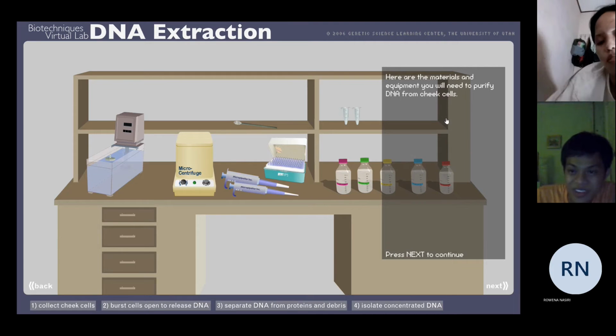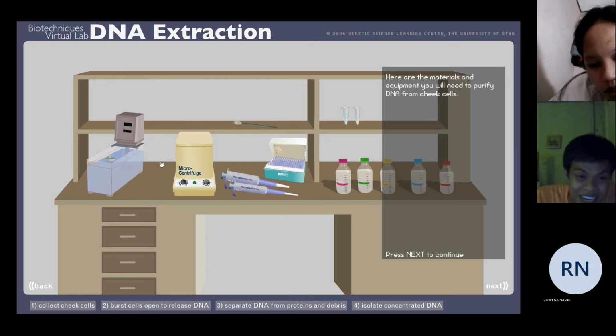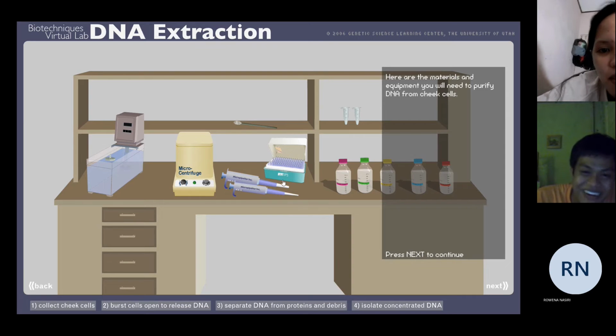Here are the materials and equipment you will need to purify DNA from the cheek cells. Hindi siya open. Makita lang natin yung mga materials dito. Meron tayong microcentrifuge. May hot bath. Meron tayong pipette, yung parang dropper. Meron tayong pang swab. Meron tayong container ng sample at saka iba't ibang solution.